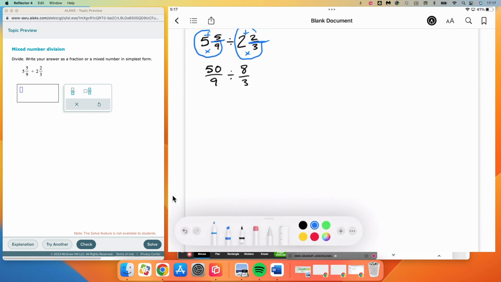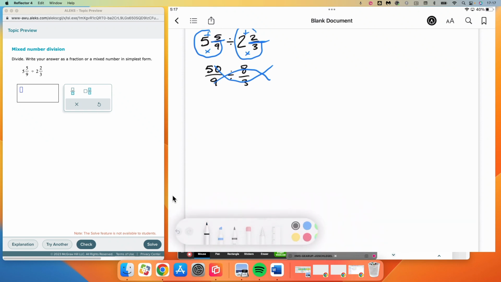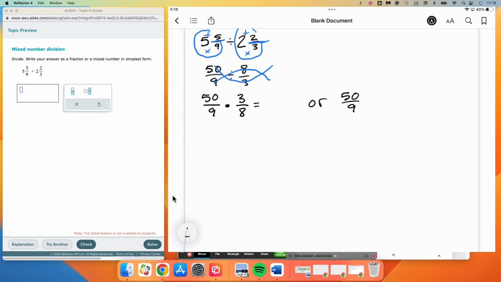Recognizing that I've got division, I'm going to whoop it. This helps me remember that I flip the second number and change that to multiplication. So 50 over 9 times 3 over 8. At this point, I could cross cancel like crazy. I'm honestly not going to worry about it because I'm going to get Wolfram to simplify the fraction at the end for me. But I'll put the cross cancel here for people that do want to see it. We'll do that in just a moment.